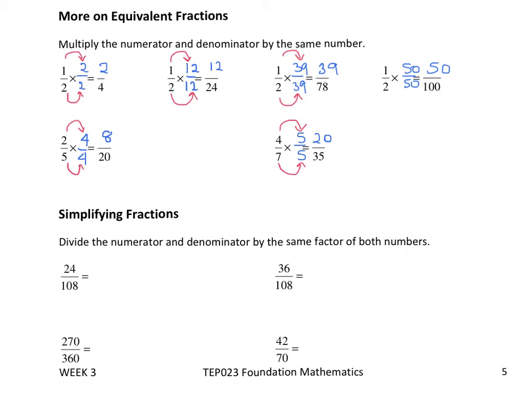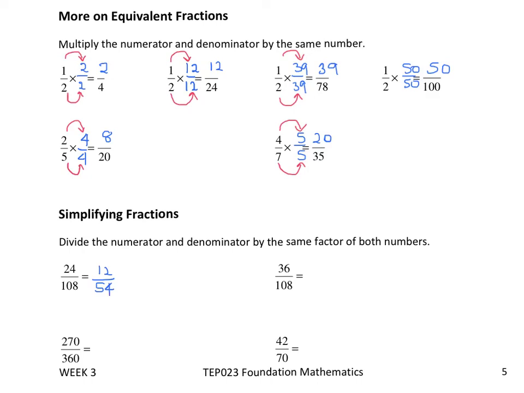When we simplify fractions, we divide the numerator and denominator by a common factor of both numbers. So if we look at 24 over 108, we want to simplify that. Those numbers are a little too big. Look for common factors. You can start with the simplest ones. So for instance, 2 divides into 24 and 108. So we get 12 out of 54.